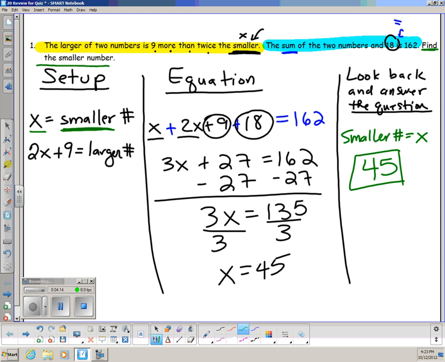That's our final answer. Now, just as a side note, if they asked us for the larger number, I would take the 45 and substitute it in for x, and I would get 2 times 45 plus 9, which happens to be 99. So if they asked me for the larger number, it would be 99. But the smaller number is what they wanted, so the answer is 45.